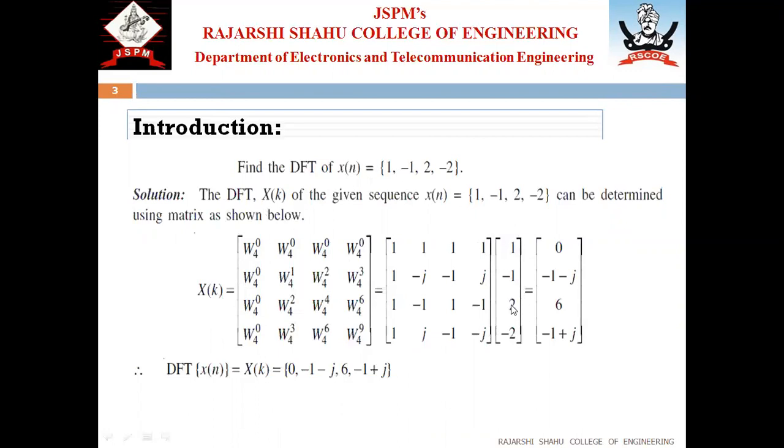Here the x of n sequence is multiplied with the twiddle matrix. The values of sequence x of n are given as 1, minus 1, 2, and minus 2. By this matrix multiplication method, we get the answer: first element is 0, second element is minus 1 minus j, third element is 6, and fourth element is minus 1 plus j. Whatever the length of sequence x of n, the same will be the length of the DFT. Now the same numerical we will solve with the help of a MATLAB program.